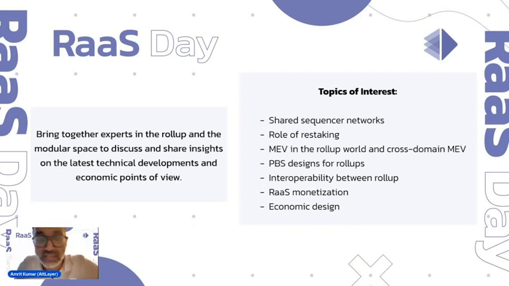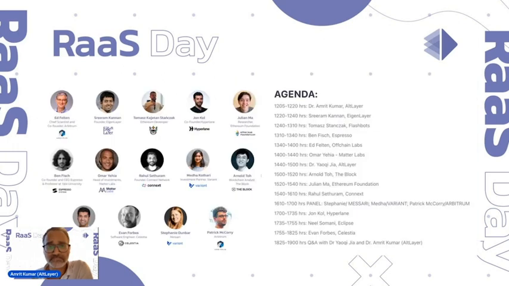So Sriram from AltLayer will be coming up next after this talk. We have talks on MEV, PBS designs, and economic designs for rollups. This will be mostly talks to start with. We have a panel towards the end with Stephanie from Messari, Patrick McCorry from Arbitrum, and Medha from Variant.